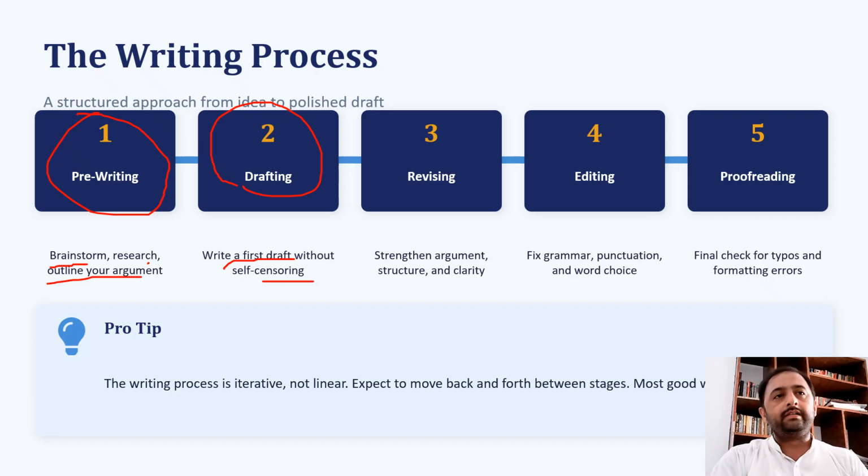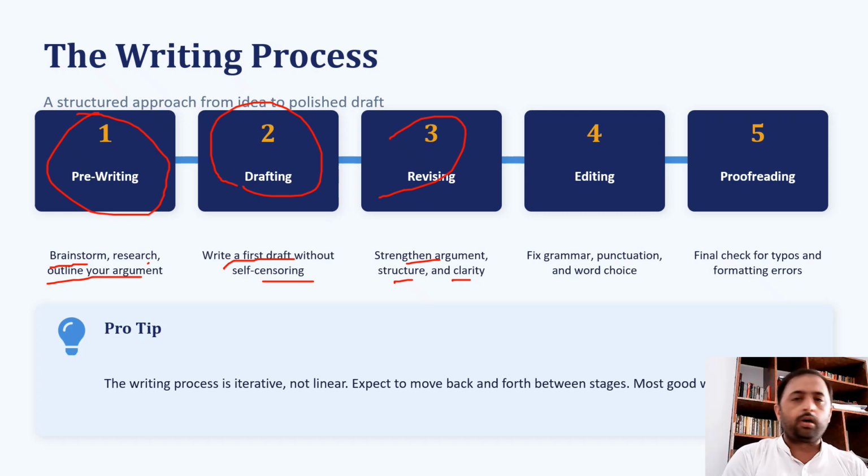So the third process is revision. In revision, you have to strengthen your argument, which you brainstormed and then wrote in the first draft without self-censoring. Here, you have to read it, make the structure clear, and put clarity of ideas into it.